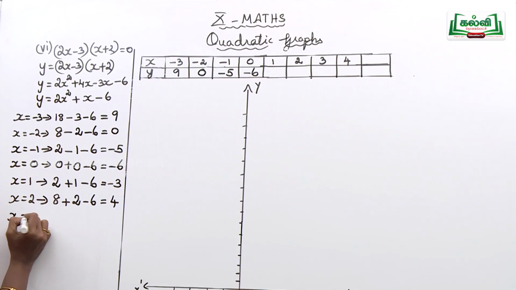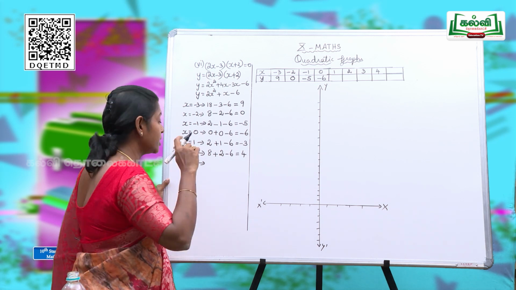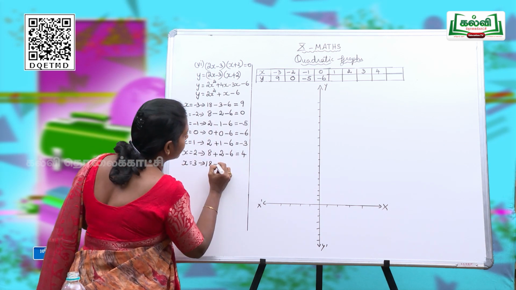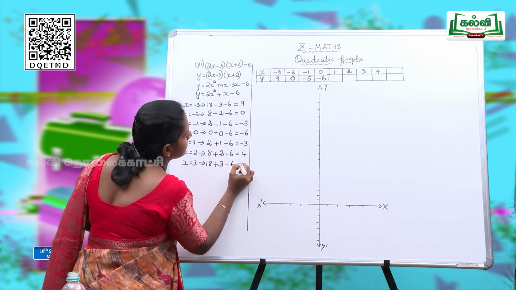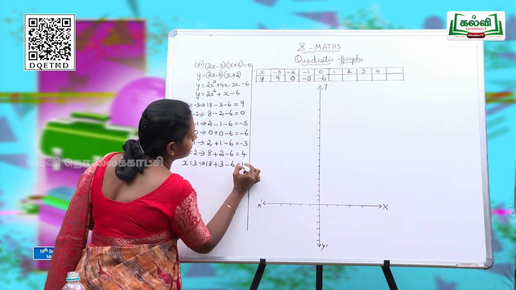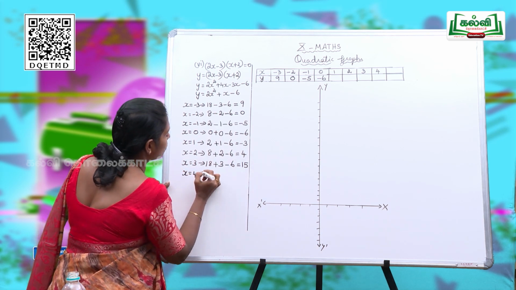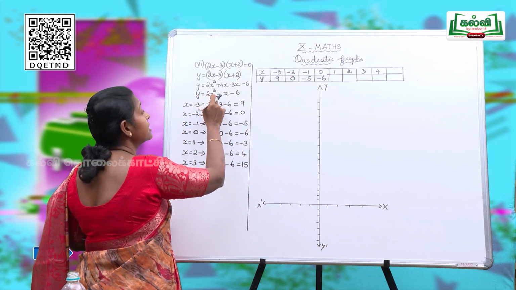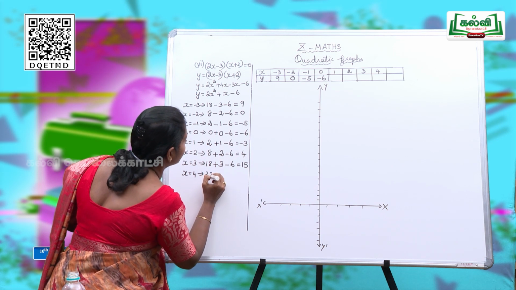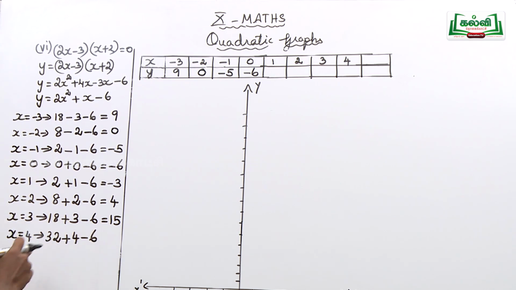The next one, x equal to 3. 3 squared is what? 9. 9 twos are 18. And here plus 3. So 18 plus 3, 21. 21 minus 6, what is that? 15. Good. Plus 15. Next, the last one it seems, x equal to 4. Apply 4 squared. 4 squared into 2, that means 16 into 2, 32. Plus 4 minus 6. 32 plus 4, 36. Minus 6, 30.